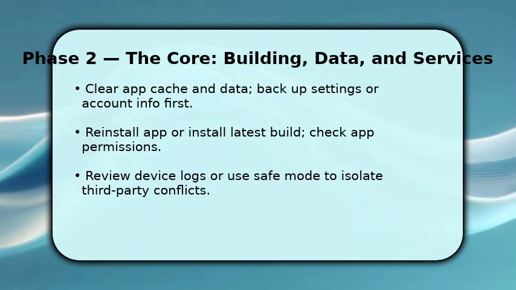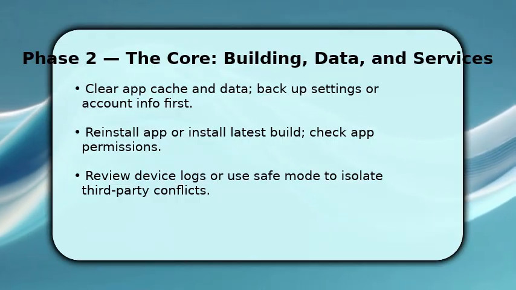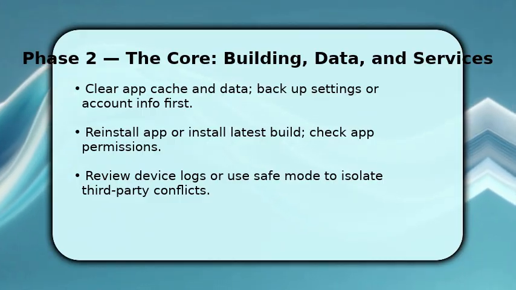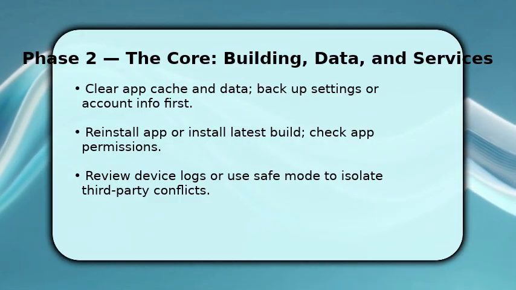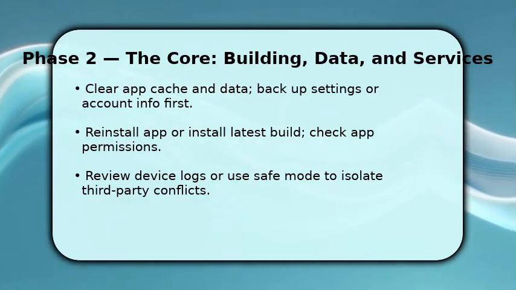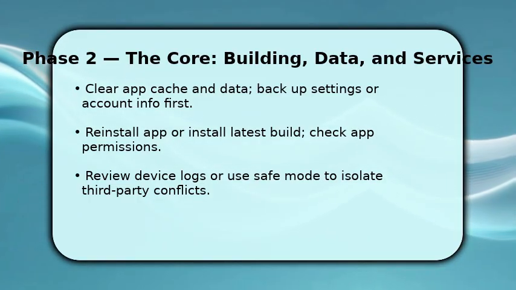Once the basics are done, clear the app cache and, if needed, its data after you back up settings or account data, because corrupted caches often break runtime state. If crashes persist, uninstall then reinstall the latest build to replace faulty binaries. Make sure the app has required permissions. Missing permissions can trigger exceptions.